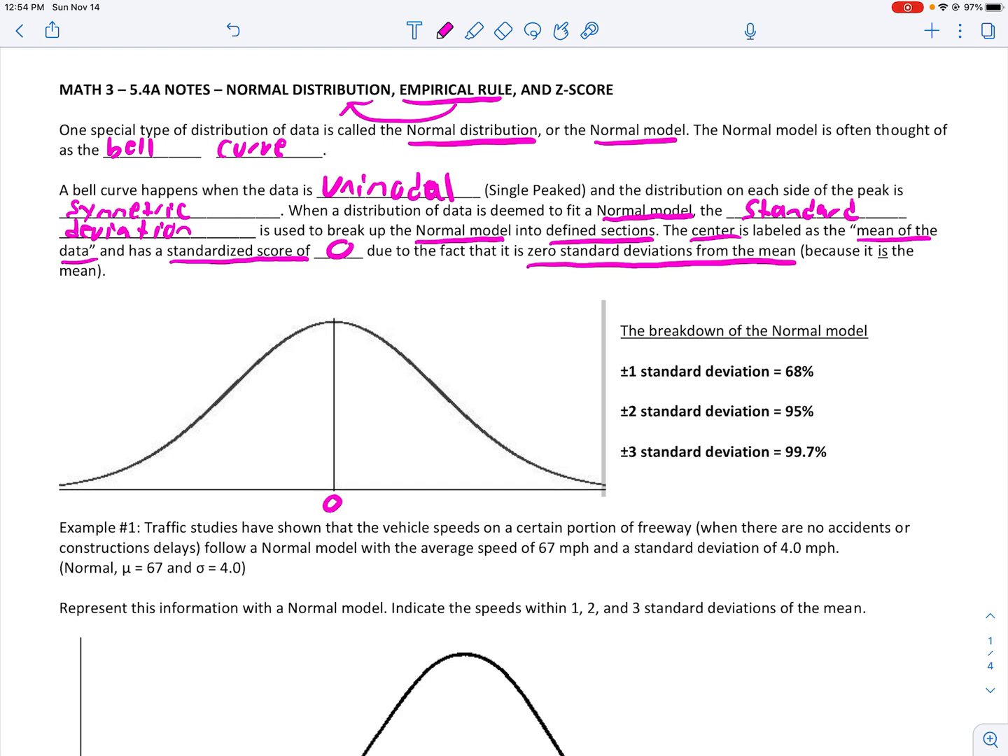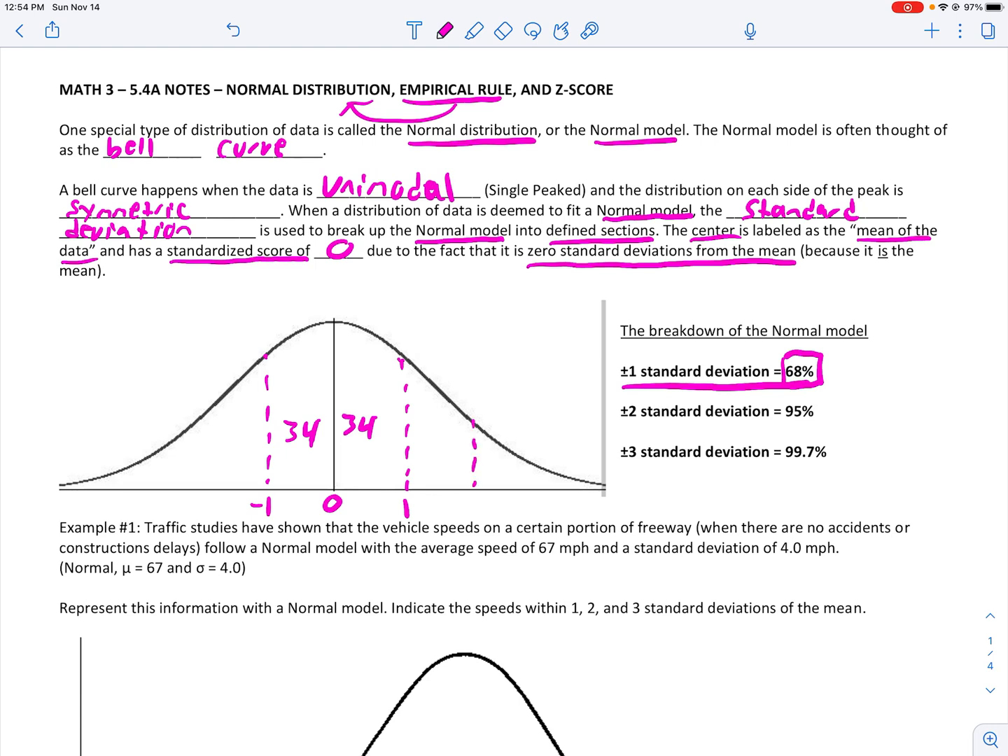That's the mean. So if you go to the right and to the left, one standard deviation, that is where 68% of the data falls. So then that means this is 34 and this is 34, because it totals 68% if you're within one standard deviation. And again, this is if we have a normal model.